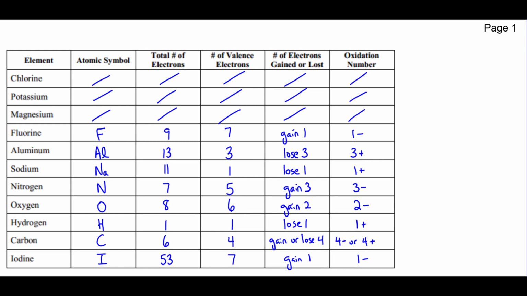Alright, here are all the answers to the rest of the problems. Before you pause the video, I do want to point out this element right here. Carbon has 4 valence electrons. And so it can technically gain or lose 4, and that would mean it has a charge of 4 minus or 4 plus. But I just want to tell you that you'll never have to figure out which one it would do. That's kind of outside the scope of this course.